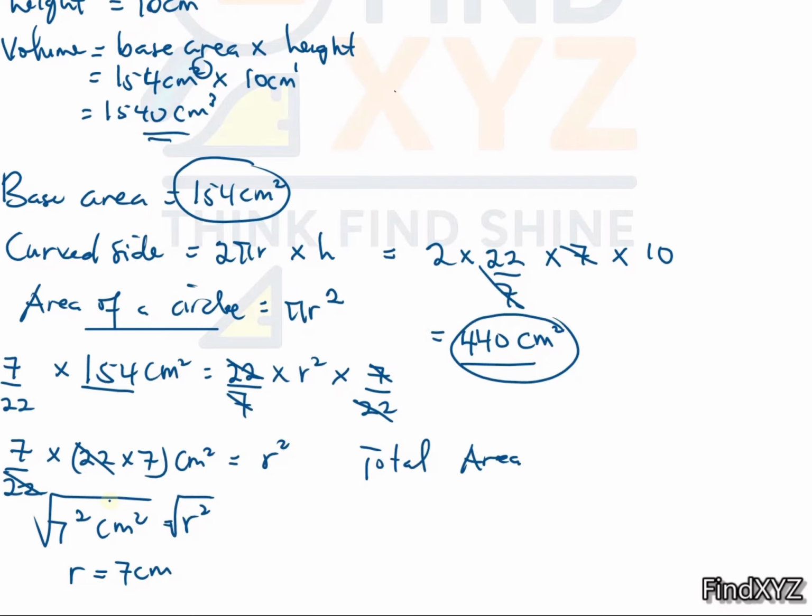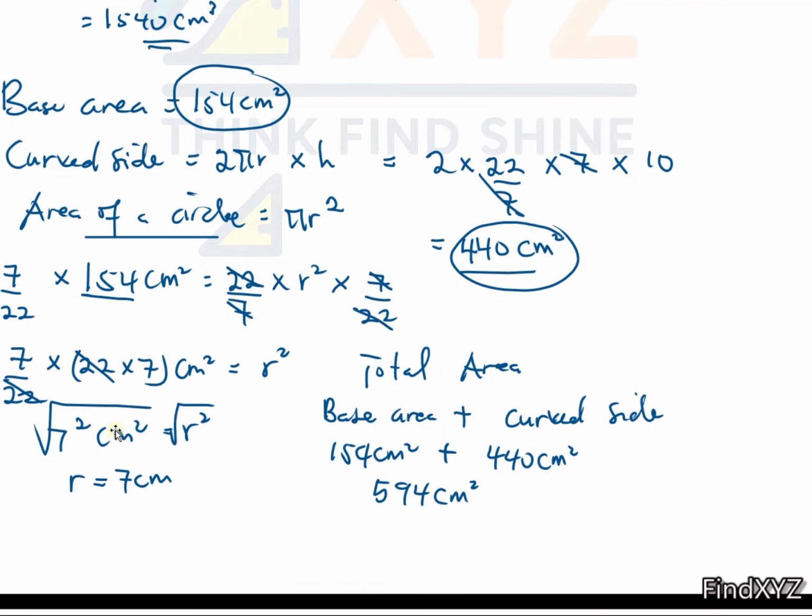So what is the base area? The base area is 154 centimeters squared. And what is the curved side? That is also 440 centimeters squared. Let's put these two things together. What are we going to get? We are going to get 594 centimeters squared. That is the total area of a cylinder with an opening at the top. So it means that the total area of the material used in making this cylinder is 594 centimeters squared. That is all I have for you.